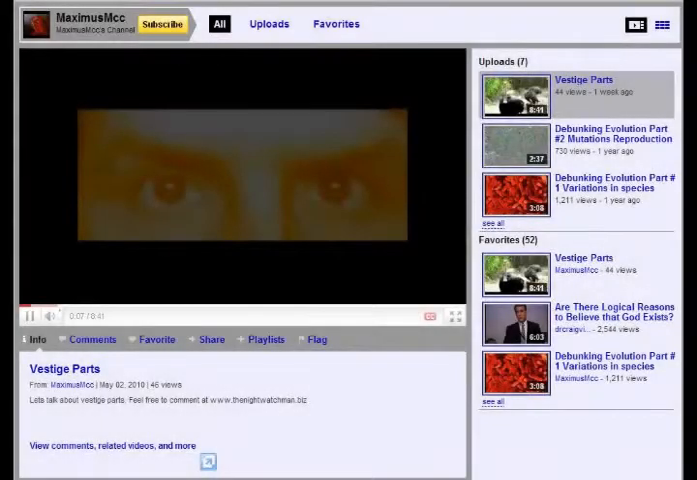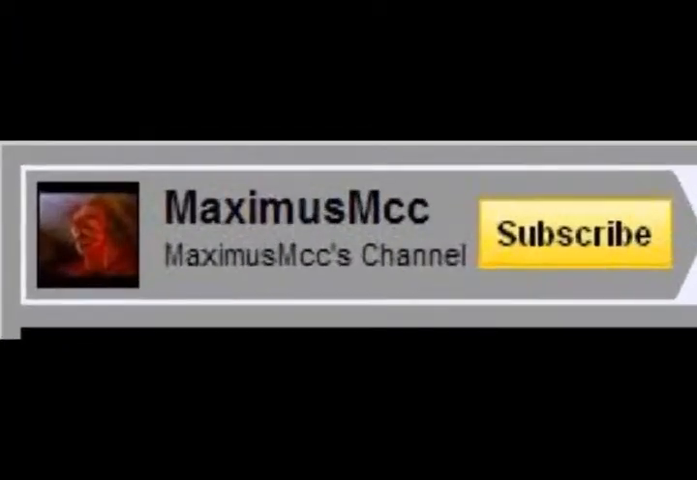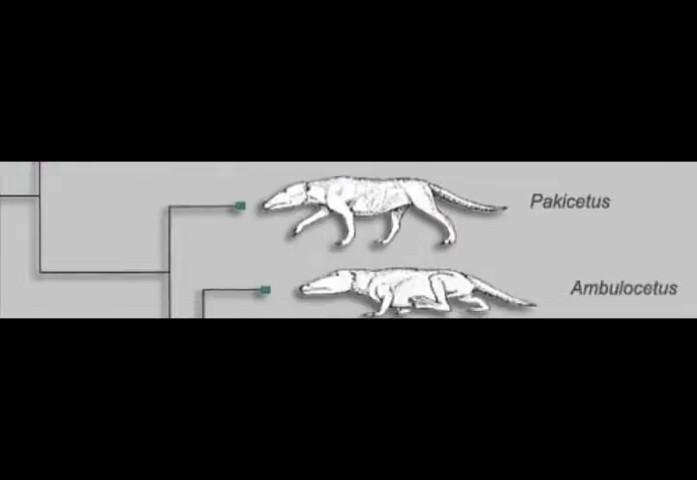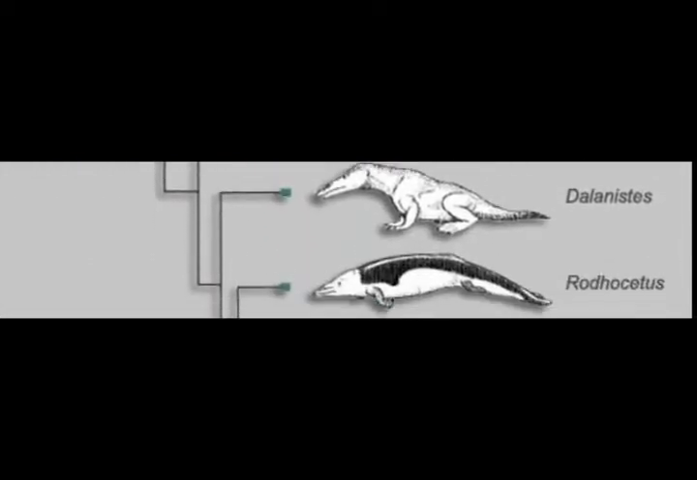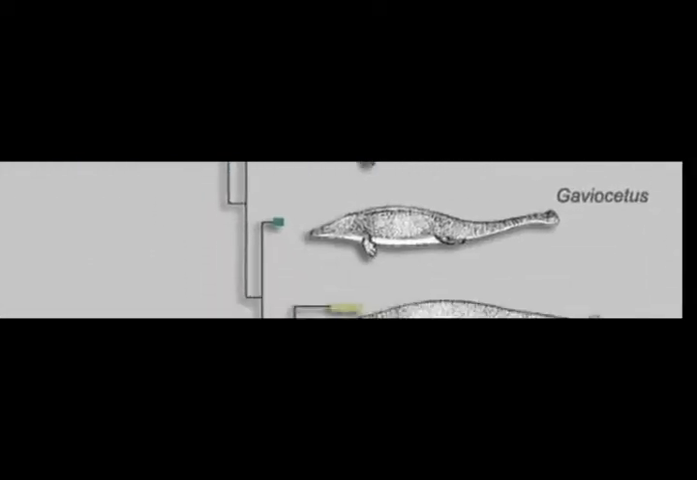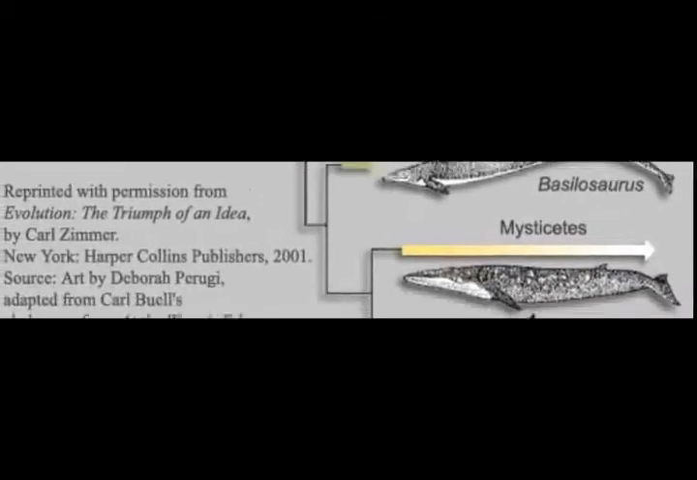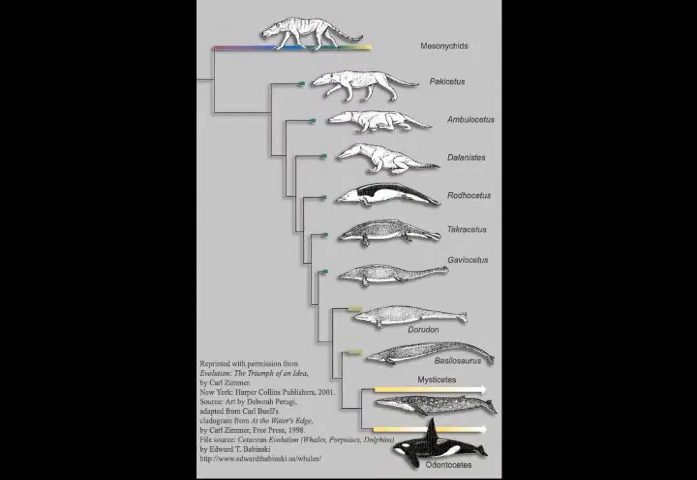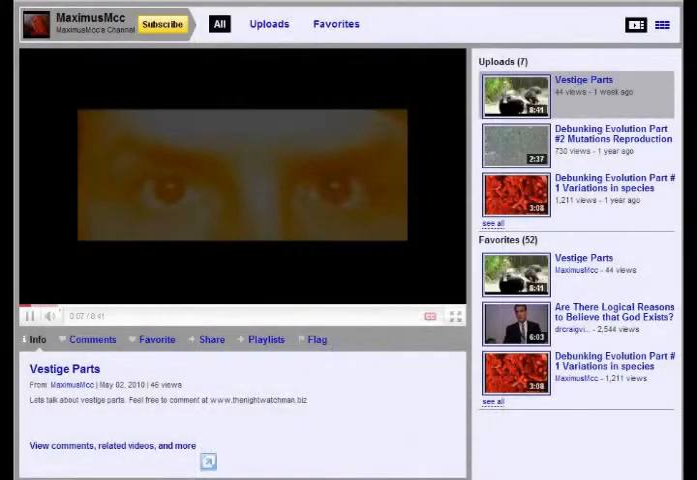YouTube Christian apologist Max, otherwise known as Maximus MCC on his channel, has created a video to discuss something known as vestigial parts. Vestigial parts in biological organisms are those features, and these can be anatomical structures, behaviors, and biochemical pathways, which have lost all or most of their original function in a species through evolution. What our friend Max wants to know is, do vestigial parts really exist? And how do we identify them?